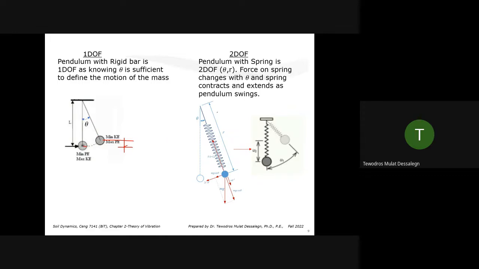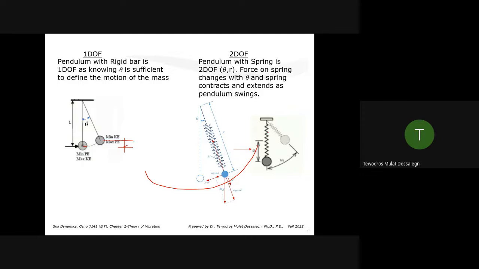How about if you have a pendulum, but with a spring? Now look how it acts. It's also moving up and down with the spring. The spring is extending and contracting. At the same time, the mass is rotating. It has a rotational motion, and it also has axial motion, in the axial direction of the spring. So you need two coordinates.